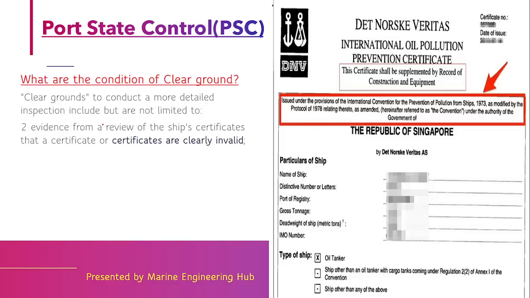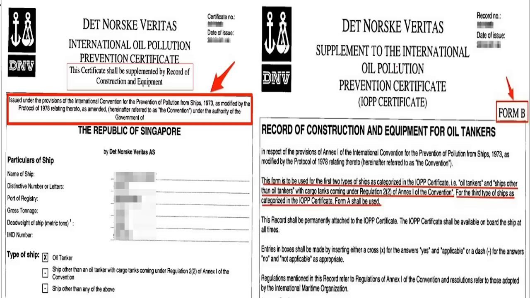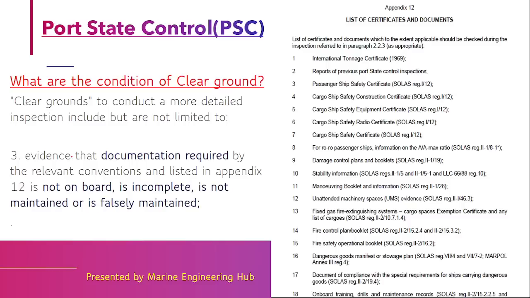Second is if your certificate is invalid. Now suppose you have been given an IAPP certificate or IOPP certificate, but after the review it has been found that your certificate is invalid. In that case you may be detained. So basically, principal certificates such as IOPP, IAPP and other certificates, if invalid, are also a clear ground.